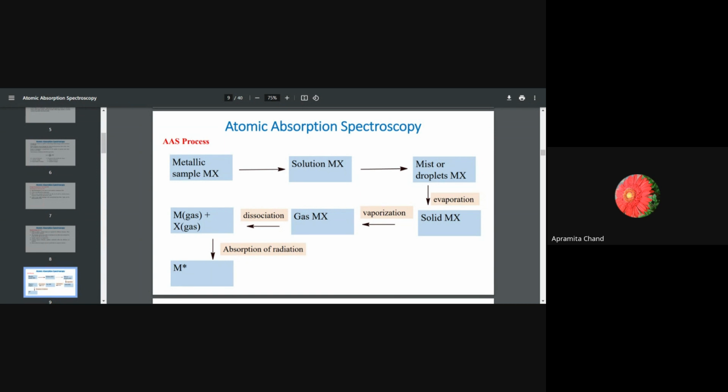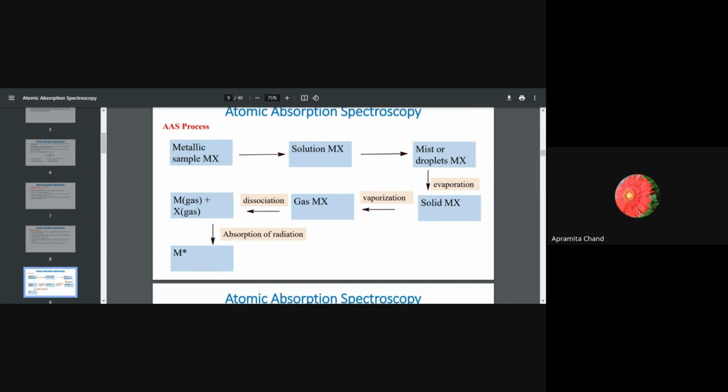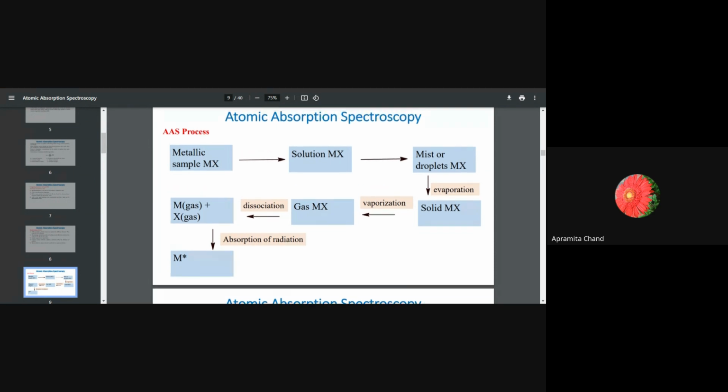It is first converted to mist or droplets. Now from the droplets, a little bit of evaporation will occur, and then the solid MX will form, almost like a eutectic, like we have seen, an intimate mixture. So a solid MX will be formed, and that will be vaporized to gaseous form. Finally, the element will be split, so M gas and X gas will be there, and these gaseous atoms will be in the ground state, and following the flame principle, they will absorb the radiation and get excited. After the absorption of radiation, they will give rise to the spectra.